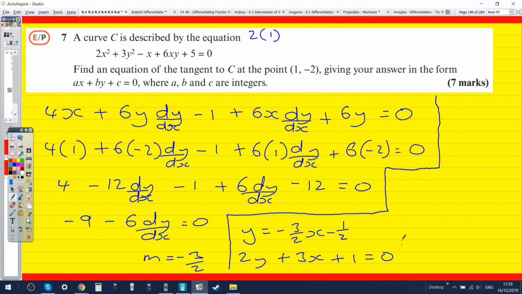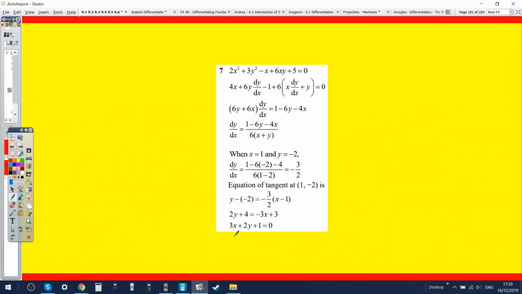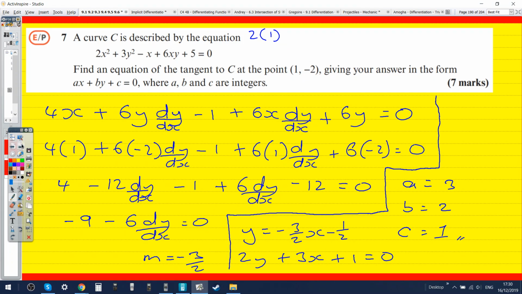You're correct. What's A, what's B, what's C? A is 3, B is 2, and C is 1. And yes, when you're writing this stuff down, don't skip that step at the end. Do like 2y equals minus 3x minus 1. Even though it's a very small step, you can easily go wrong there. 3, 2, and 1. Any questions there?